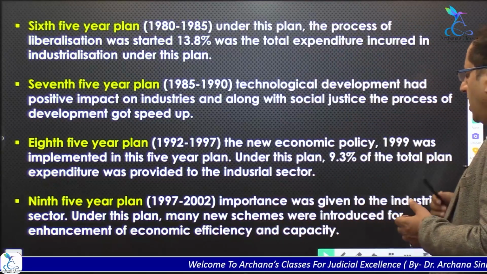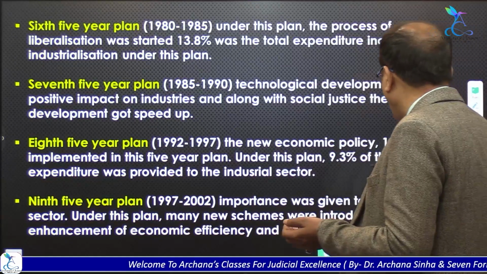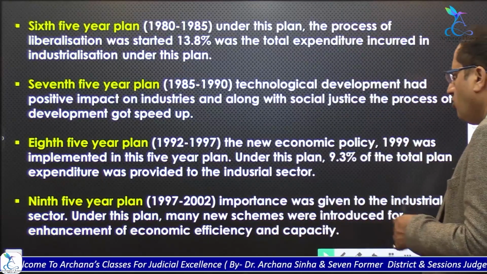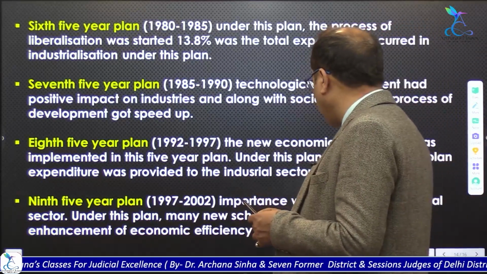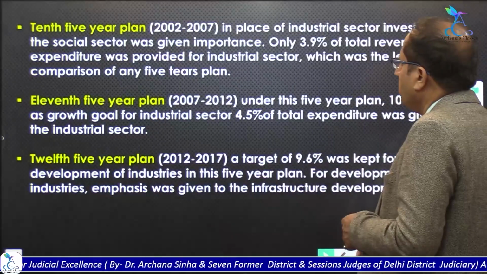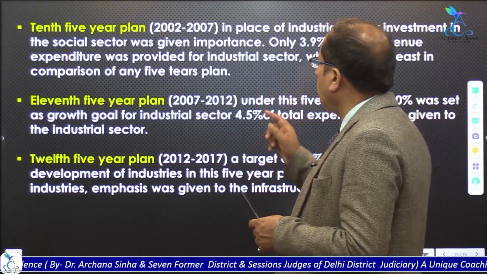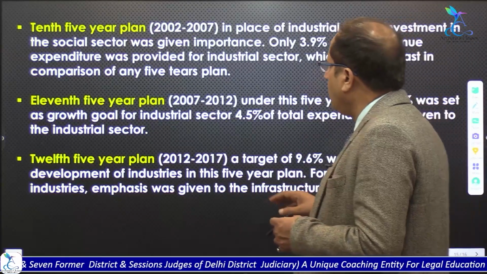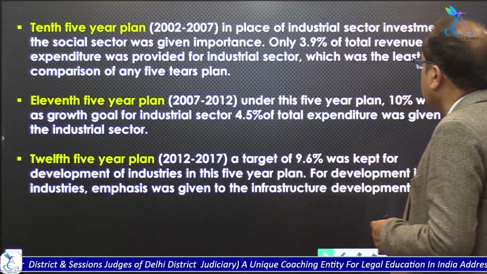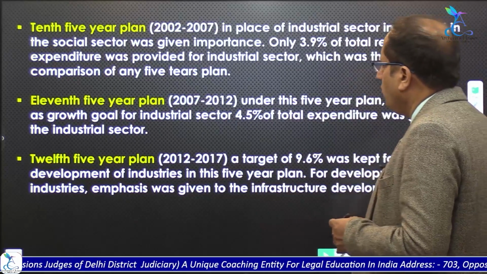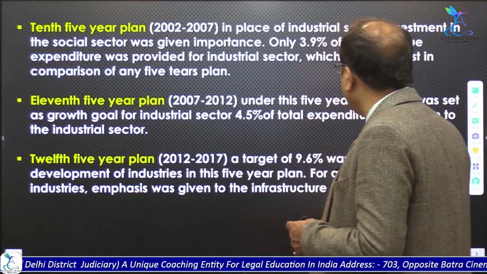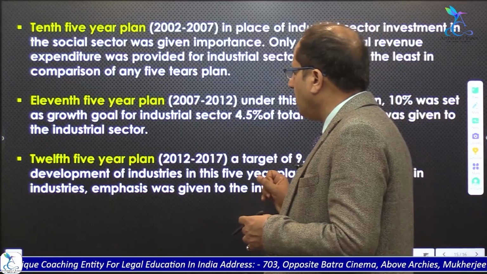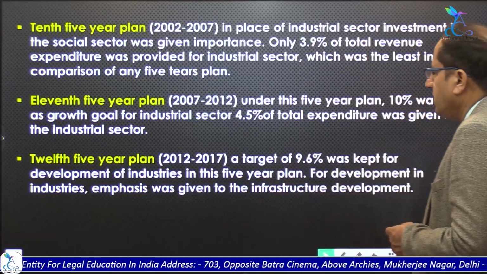Ninth five-year plan, 1997 to 2002. Importance was given to the industrial sector. Under this plan, many new schemes were introduced for enhancement of economic efficiency and capacity. Tenth five-year plan, 2002 to 2007. In place of the industrial sector, investment in the social sector was given importance. Only 3.9 percent of the total expenditure was provided for the industrial sector, which was the least in comparison to any other five-year plan.